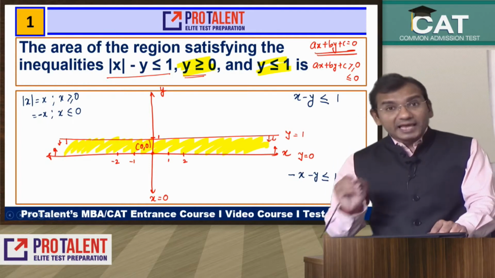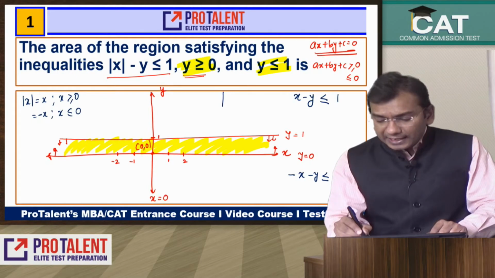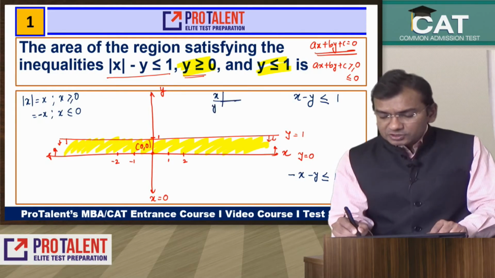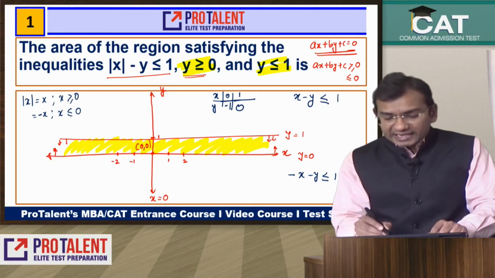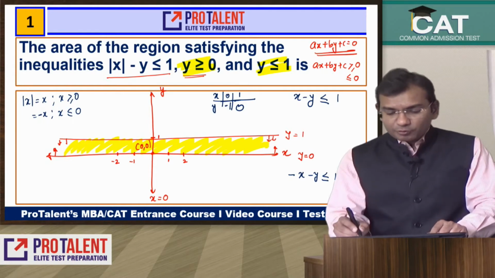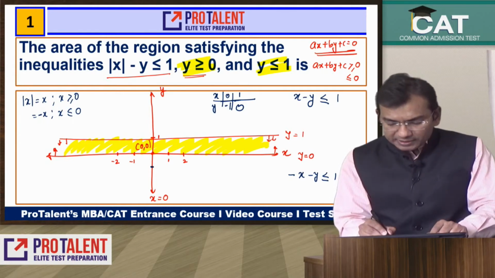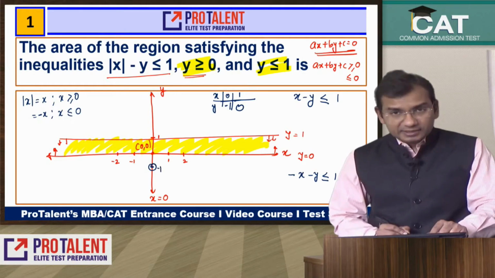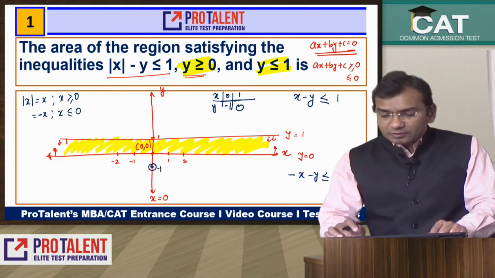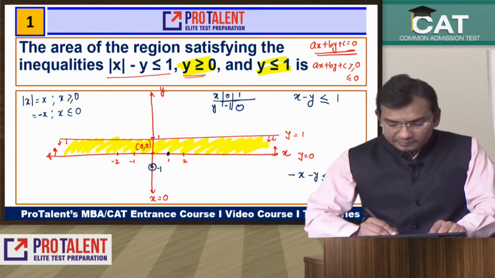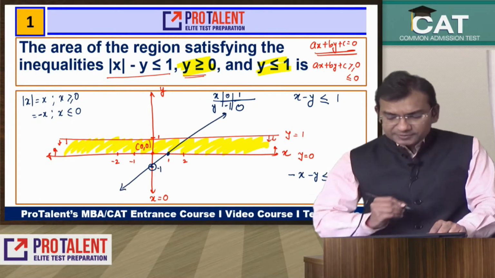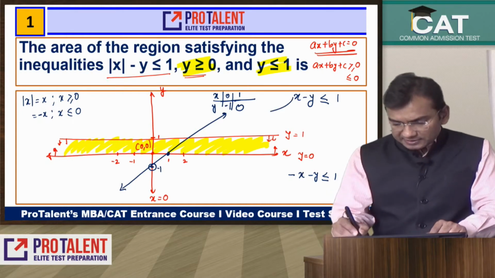From there I get one line in x and y. When x equals 0, y is equal to minus 1, and when y is equal to 0, x equals 1. So when x equals 0, y is equal to minus 1, so this is one point, sorry. And when y is equal to 0, x is equal to 1. So we make a line joining these two points. This is this line.